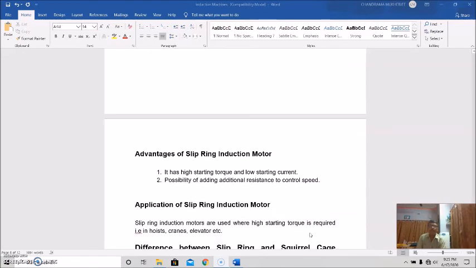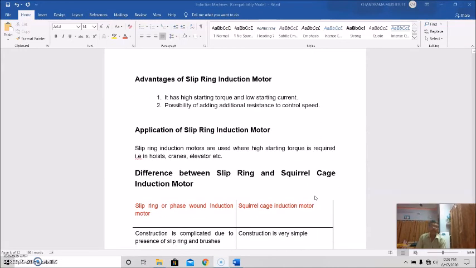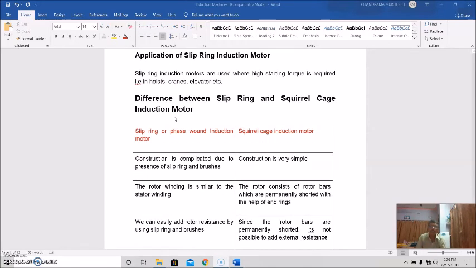Its advantage is that it has high starting torque and low starting current, and it has the possibility of adding additional resistance to control the speed. As for applications, slip ring induction motors are used where high starting torque is required, like hoists, cranes, elevators, etc. With this, we have seen the difference in construction of squirrel cage and slip ring rotors. Now, what is the difference between the slip ring and squirrel cage induction motor?